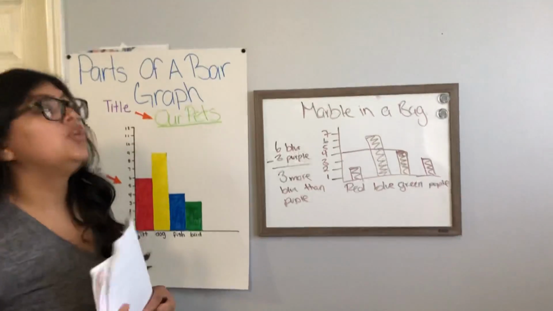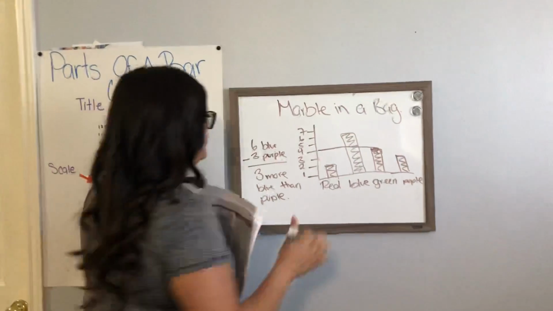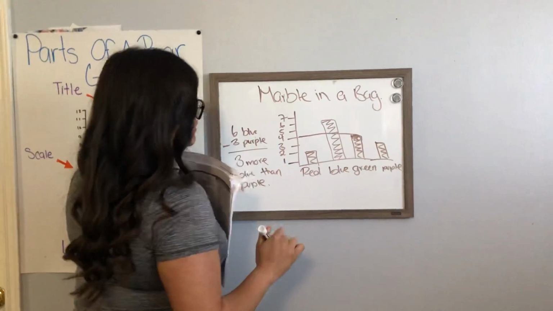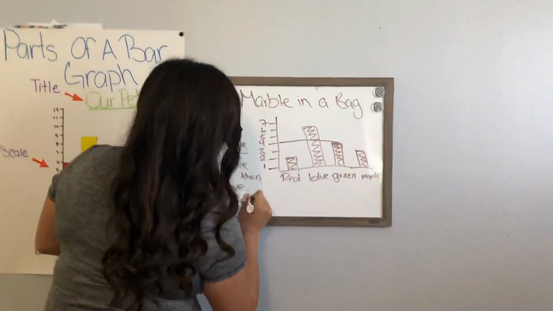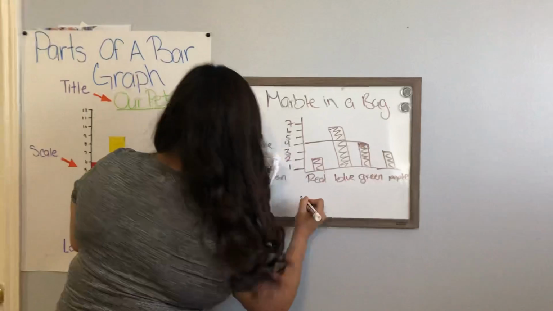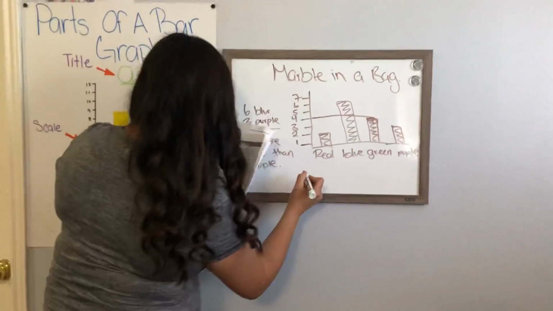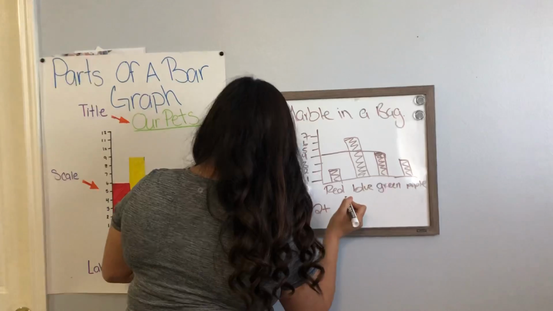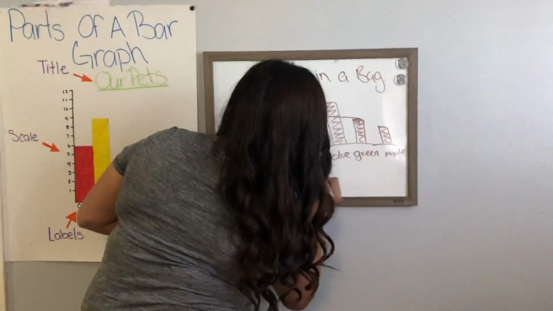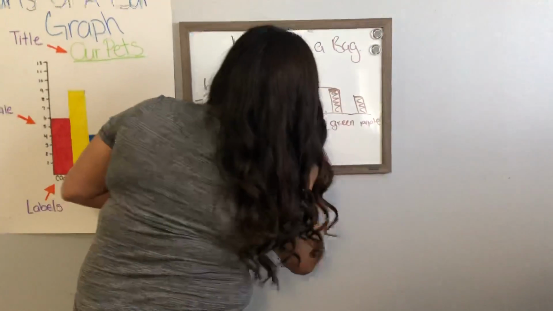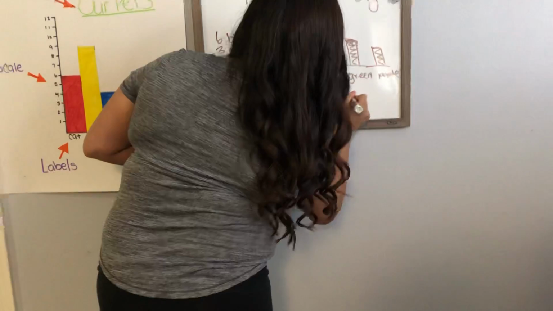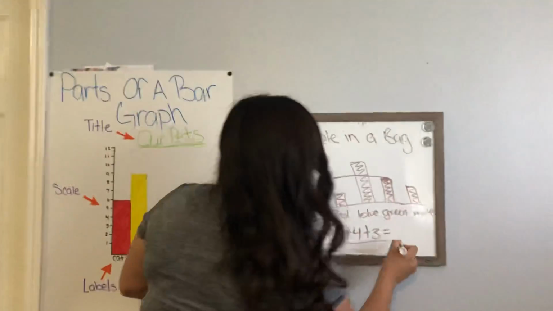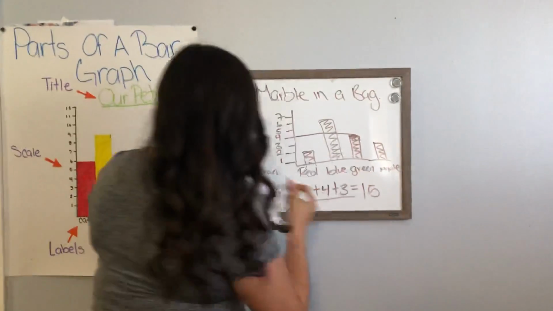And another question can ask us about how many marbles are in the bag. So that would be, for red we have 2. For blue we have 6. For green we have 4, and for purple we have 3. If we add all of these together, it'll give us the total of marbles, which is 15.